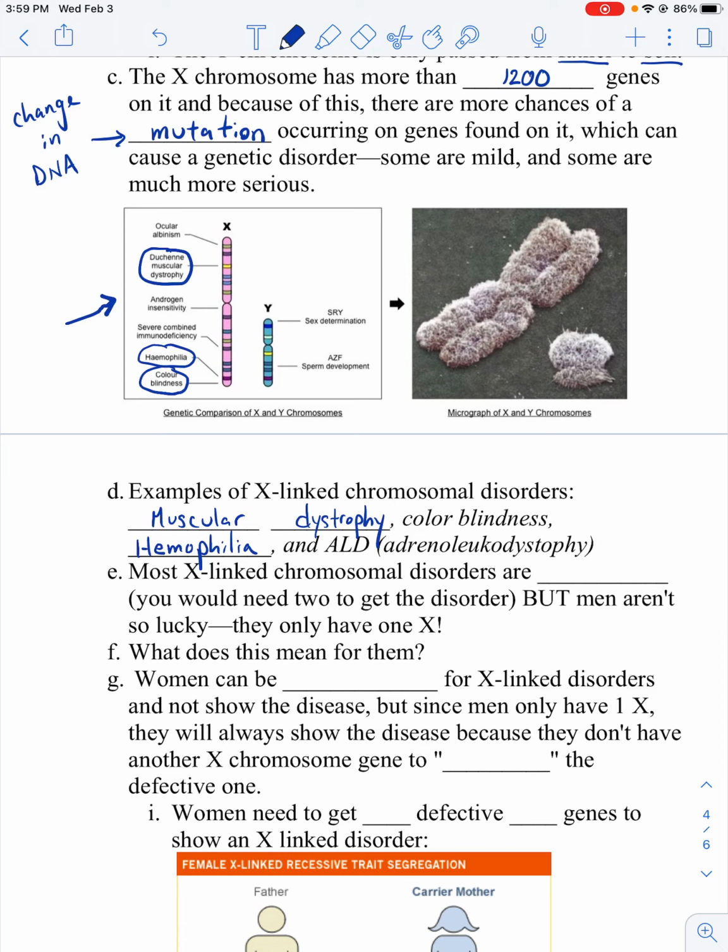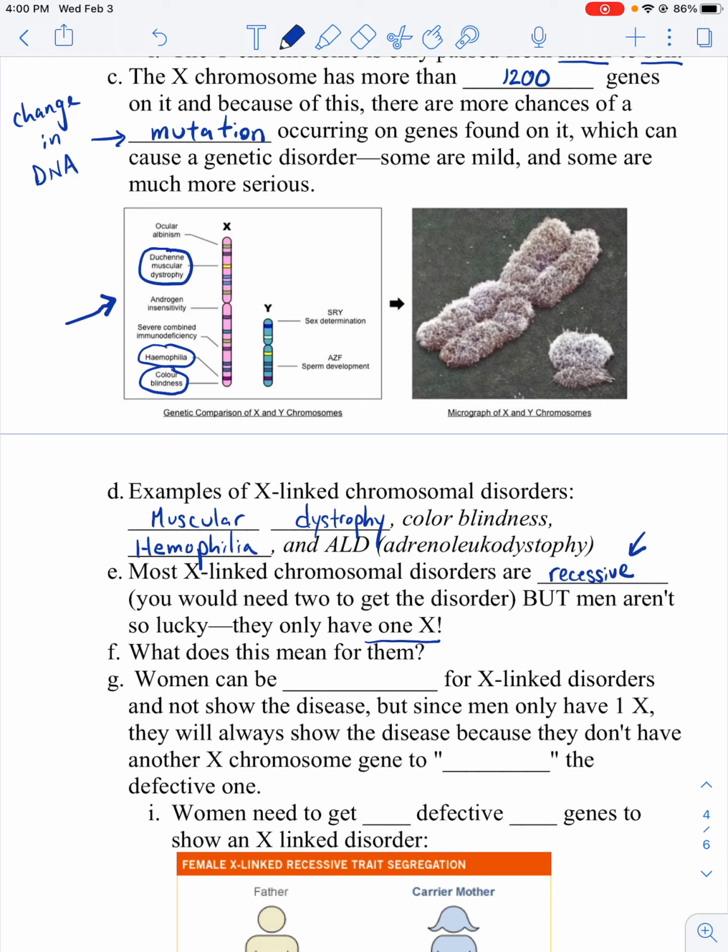Most X-linked chromosomal disorders are recessive, meaning you need 2 copies in order to get the disorder. So for a woman, she would need 2 copies of a mutated gene for hemophilia to exhibit hemophilia. But men only have 1 X. And so what does that mean for them?